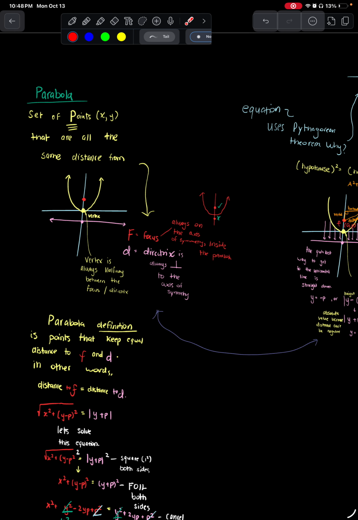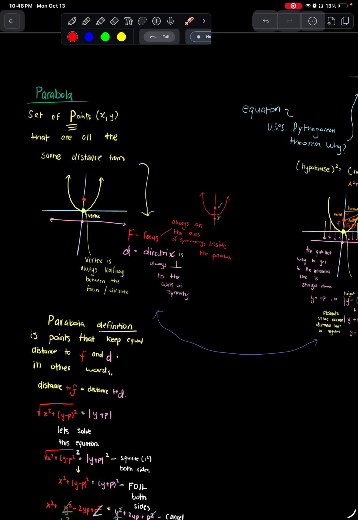Now the directrix is always perpendicular to the axis of symmetry. So that same axis of symmetry I just drew for the focus, the same line like that. Usually it's actually a dotted line like that. The directrix is always going to be this way. And as for where it is, it always depends on the focus and the vertex. Like I said, it's always going to be halfway between those two, but it's always going to be perpendicular to the axis of symmetry.